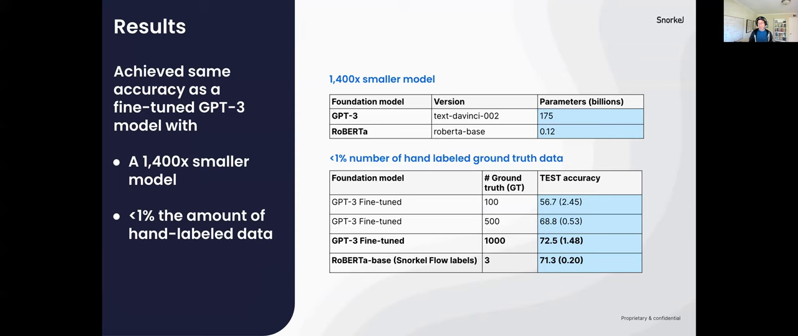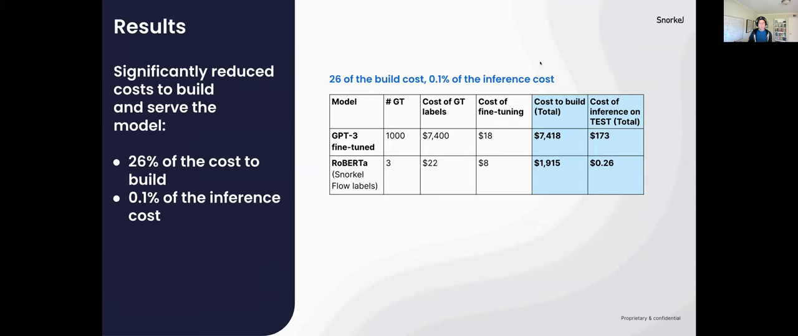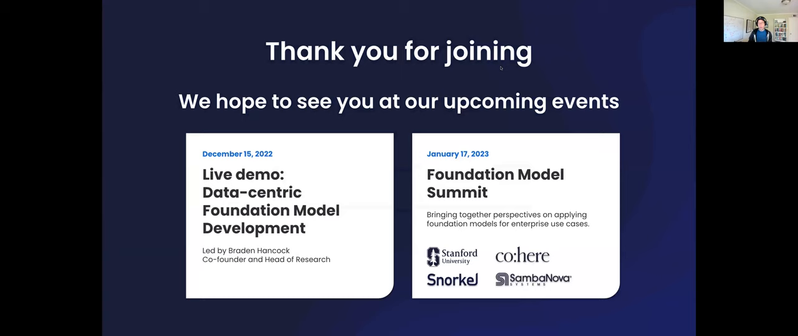But basically, it's a model that's about 1,400 times as small compared to GPT-3. And we were able to do all of this with less than 1% of the number of manually labeled data points. So in other words, less than 1% of the manual labeling and the cost associated with that, for a model that is 1,400 times smaller, through this data-centric development approach. The inference cost is also less than 0.1% if you think about scaling it.